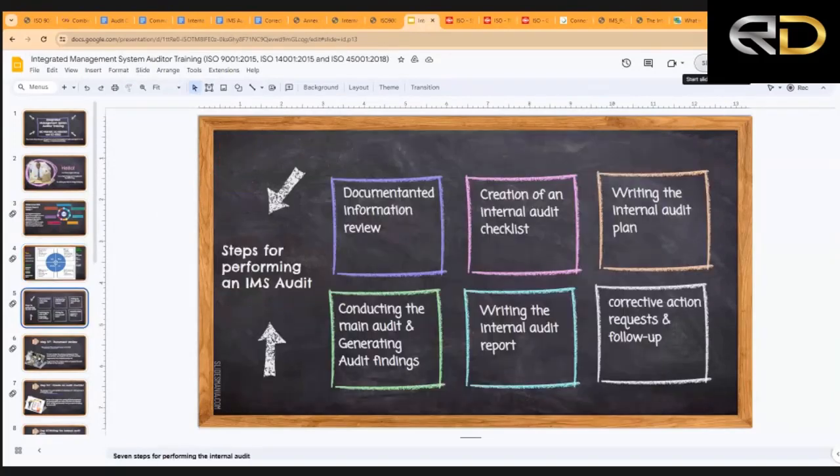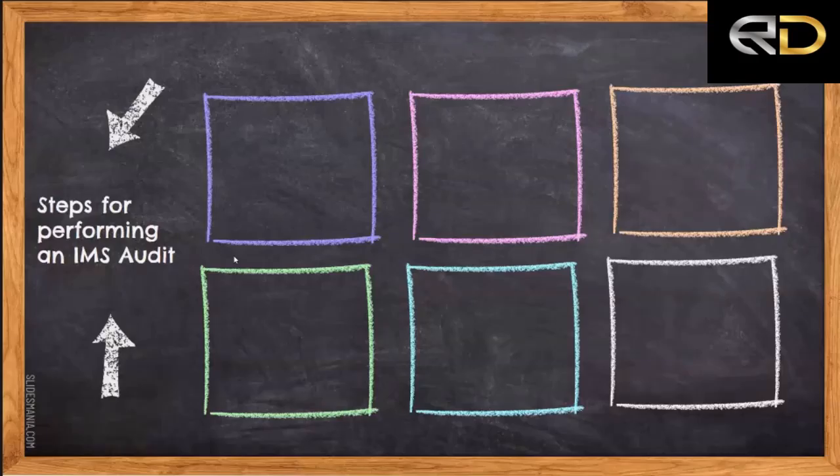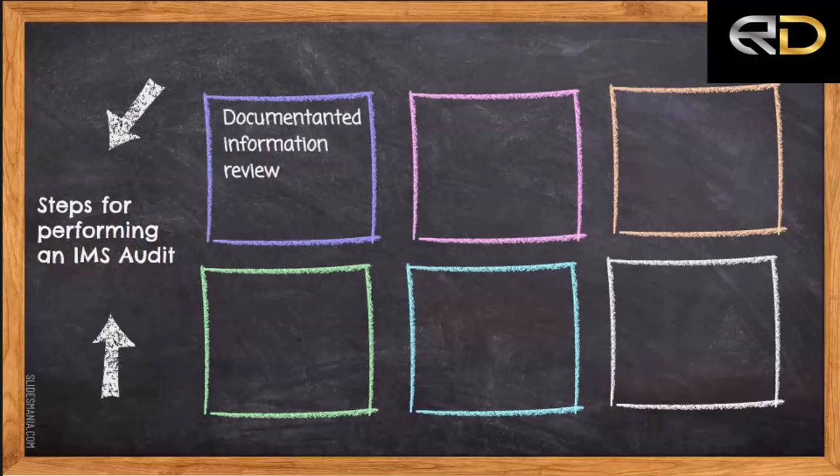These are now the 7 steps for conducting that audit. And remember, when you are performing an IMS audit, you are looking for evidence to determine whether what they have said in the policy statement of intent can actually be achieved. We are going to start off with the documented information review.